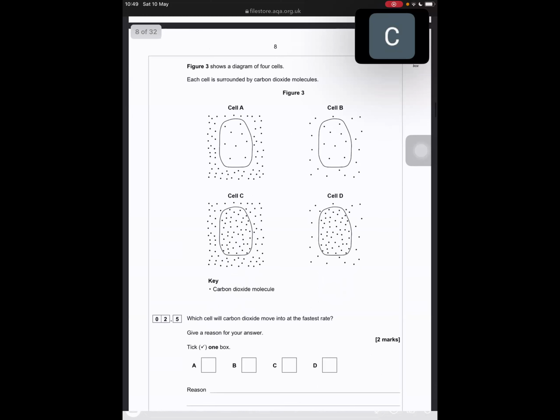All right, it says figure 3 shows a diagram of four cells: cell A, cell B, cell C, and cell D. Those dots represent carbon dioxide molecules. What does it say? It says which cell will carbon dioxide move into at the fastest rate? It's obvious. Carbon dioxide will move into a place that has more space for it. What do you think?